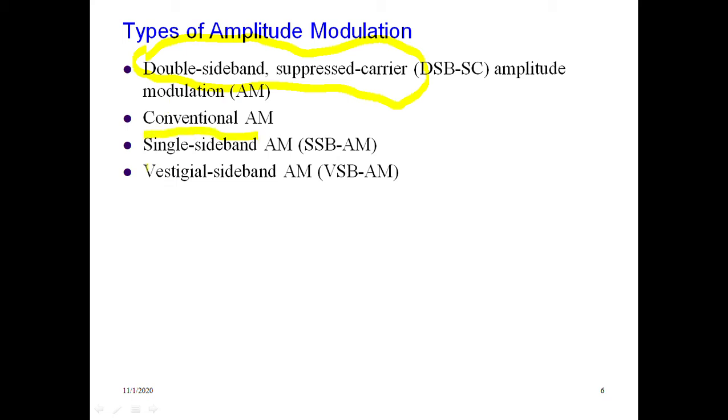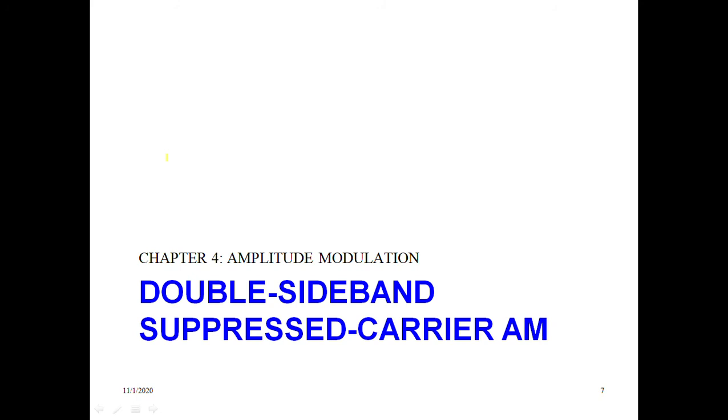The next one is SSB, single sideband. For the vestigial, basically we just use a filter which is similar to the SSB. So I just covered the three types of amplitude modulation. Okay, so the first one, DSB-SC, double sideband suppressed carrier amplitude modulation.